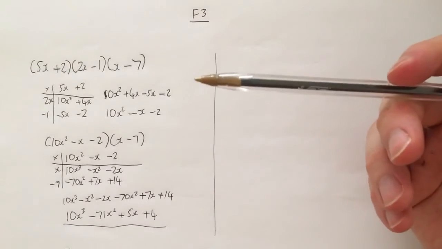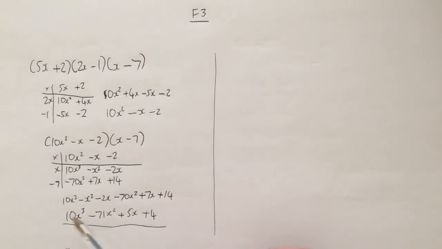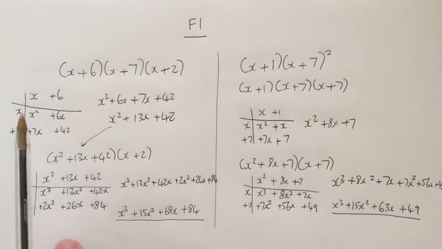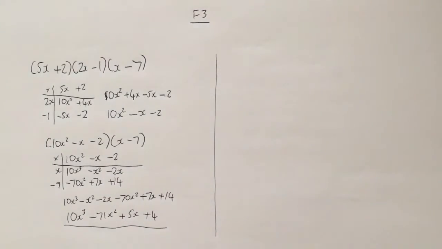Now, something I forgot to mention in the first video that we did here was why it's called a cubic. You can tell it's a cubic expression because your final answer will always have as its biggest power 3, so cubed. All the examples we've gone through so far, whether it be F2, x cubed, or F1, x cubed, all of them are cubic because the highest power they have is cubed.